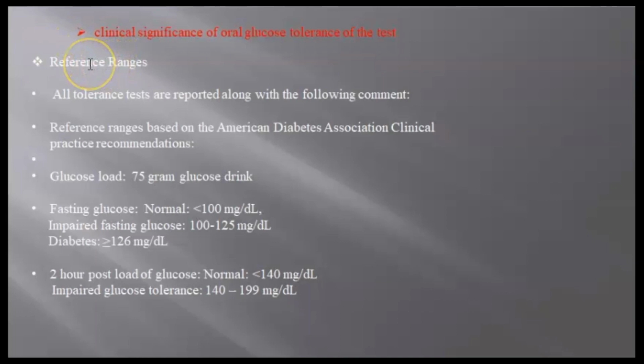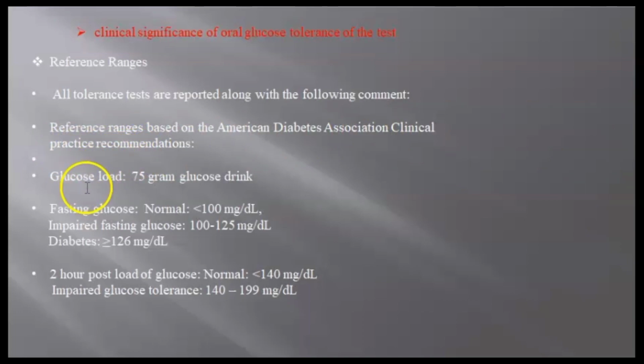Now we are moving ahead to the reference range, to show the normal range for glucose and the normal range for impaired fasting glucose. Now the reference is that all glucose tests are reported along with the following comment: reference range based on the American Diabetes Association clinical practice recommendation. So this association, the American Diabetes Association, has come up with clinical recommendations.